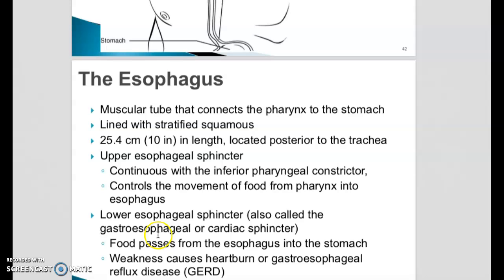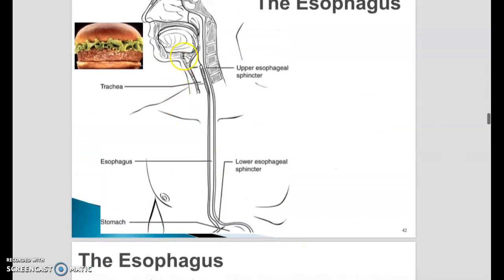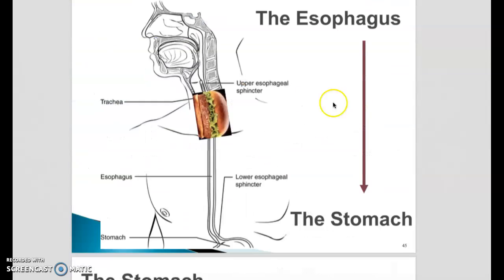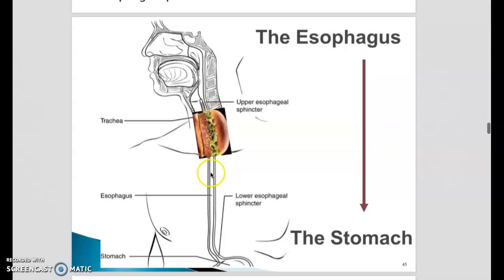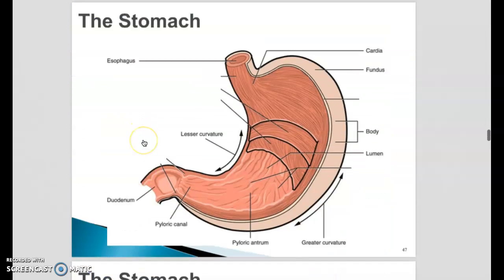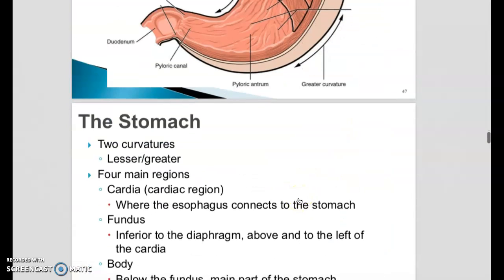Then you see the lower esophageal sphincter, which lets food that passes through the esophagus go to the stomach. You can also see the process of the lower esophageal sphincter, because it moves down right here, and the upper one moves down from your esophagus. When you see the food moving down your esophagus, it will of course lead to the stomach. And this is what the stomach looks like.